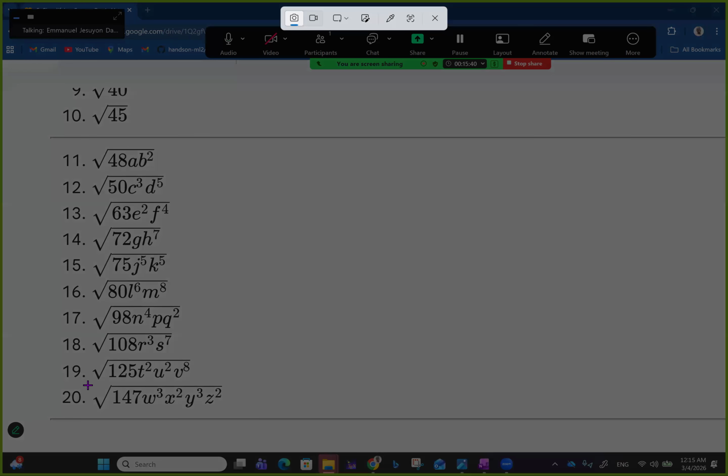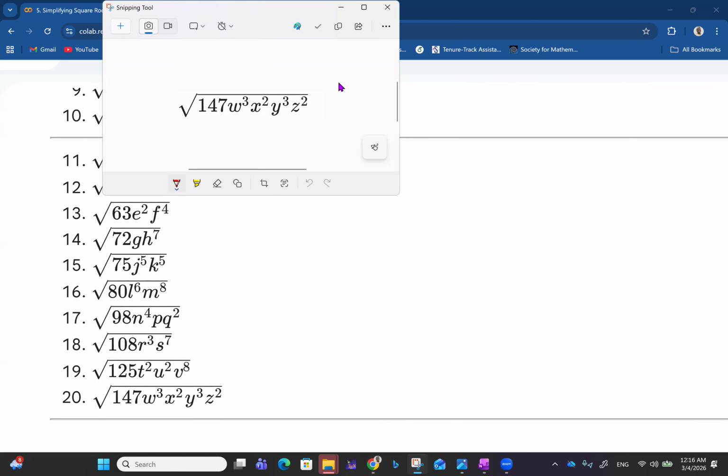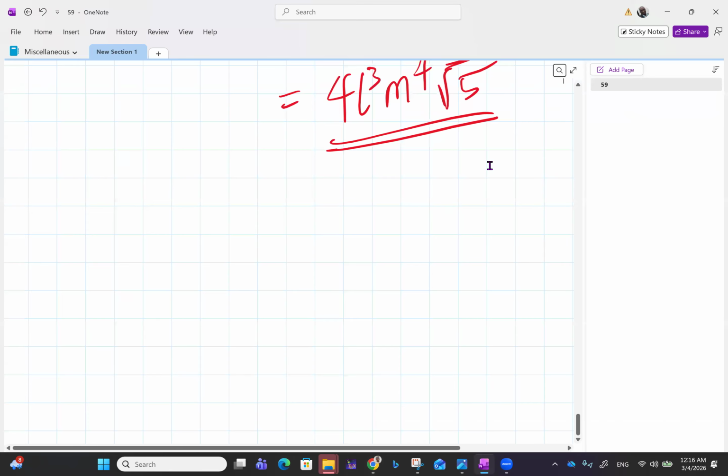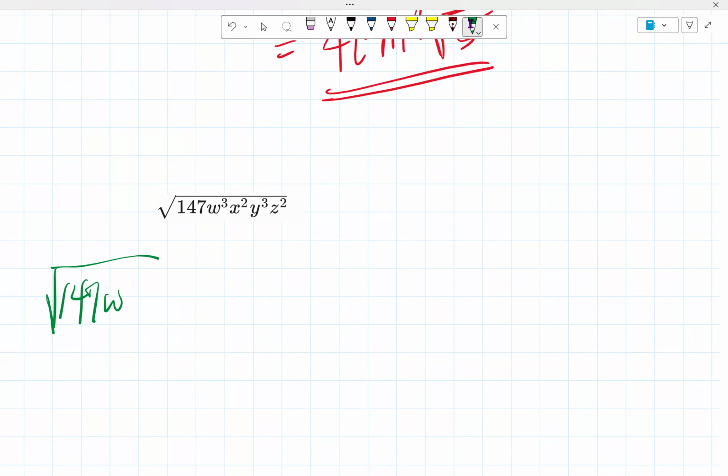Okay, let me just crop this. So copy, and then I come here and paste. So we paste now. So we need to do this. So this is the same thing as root 147 W cube X squared Y cube Z squared. Square root is covering everything.